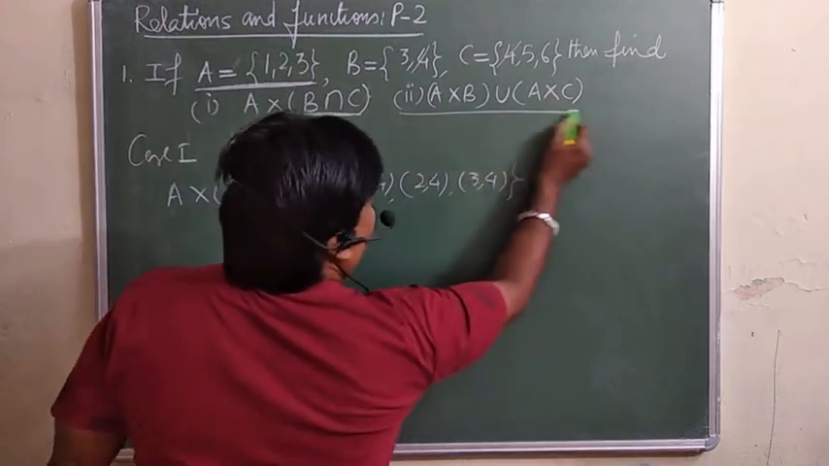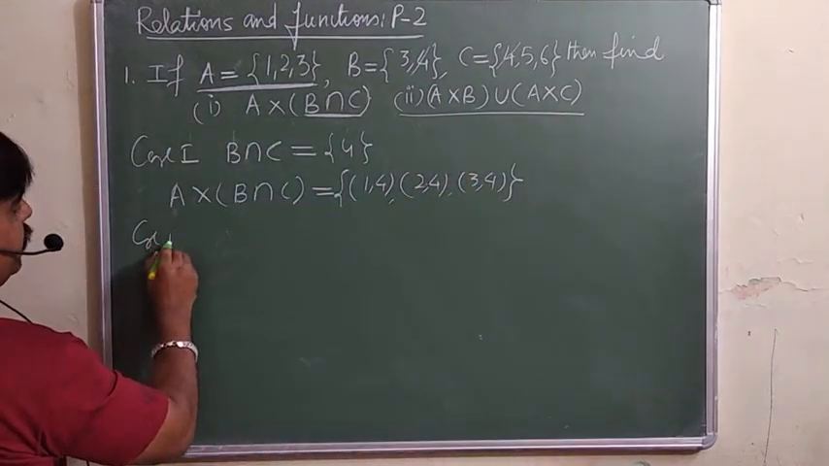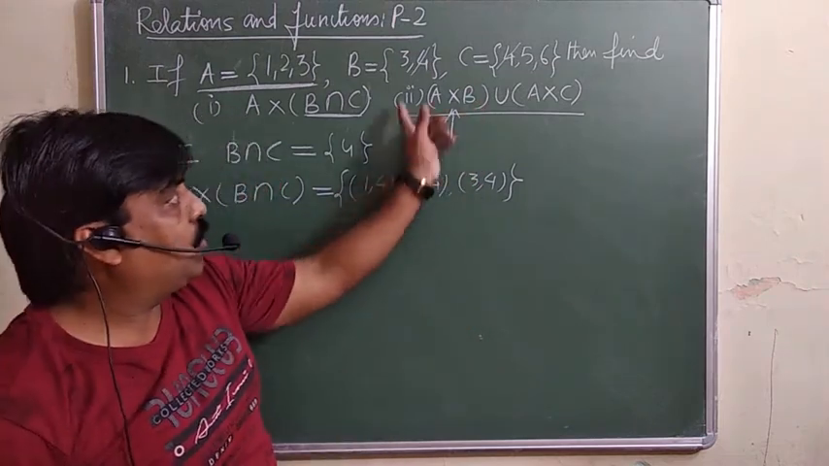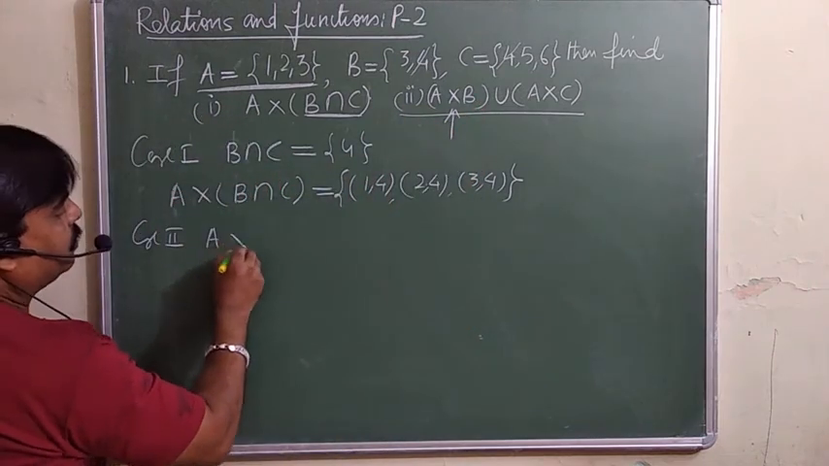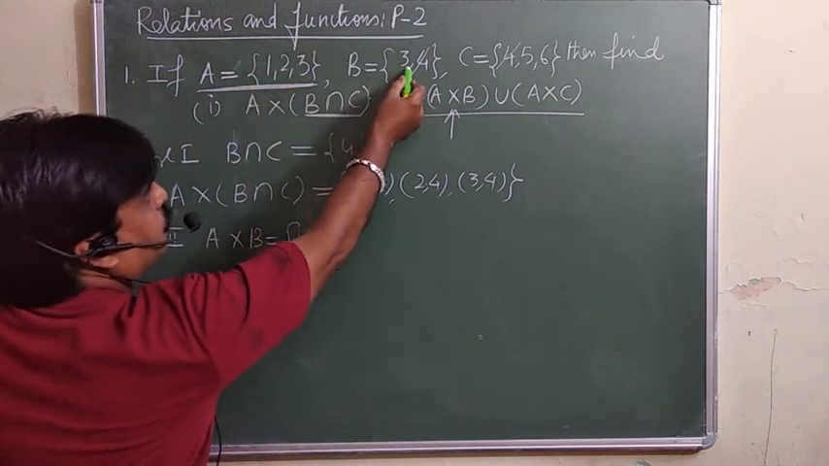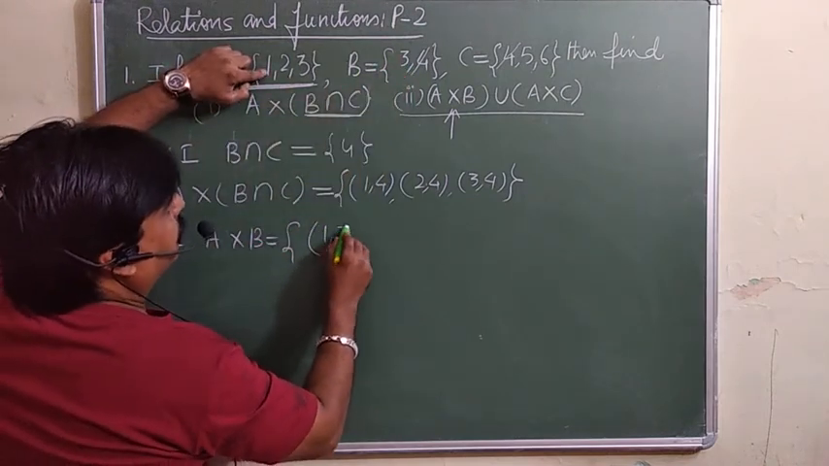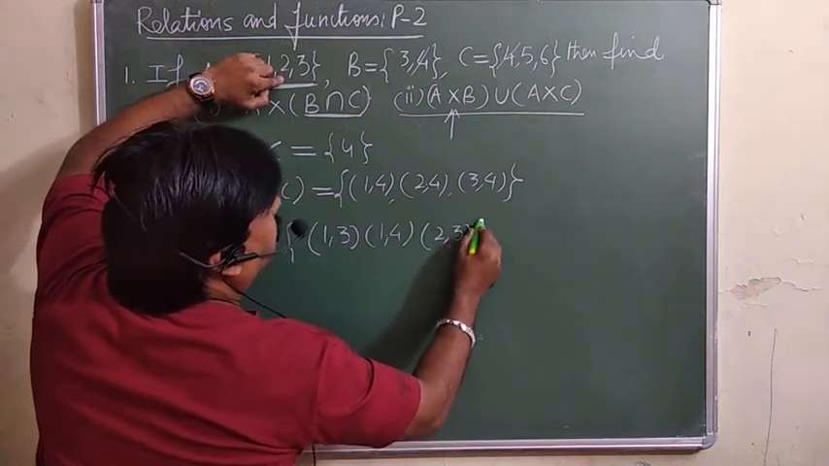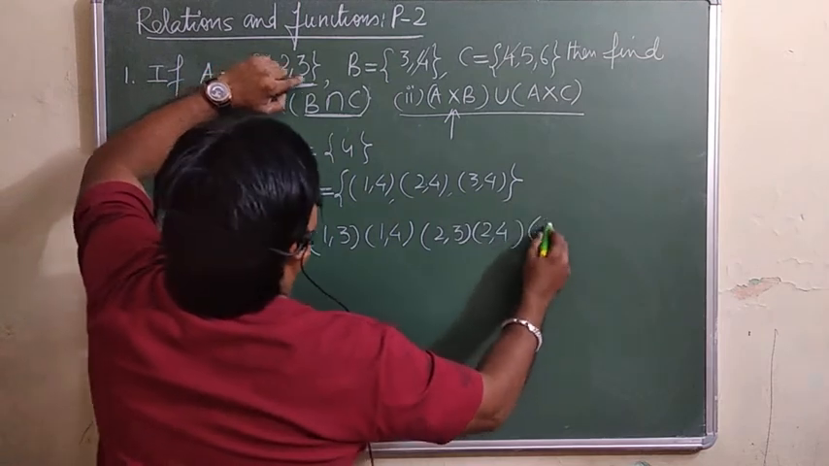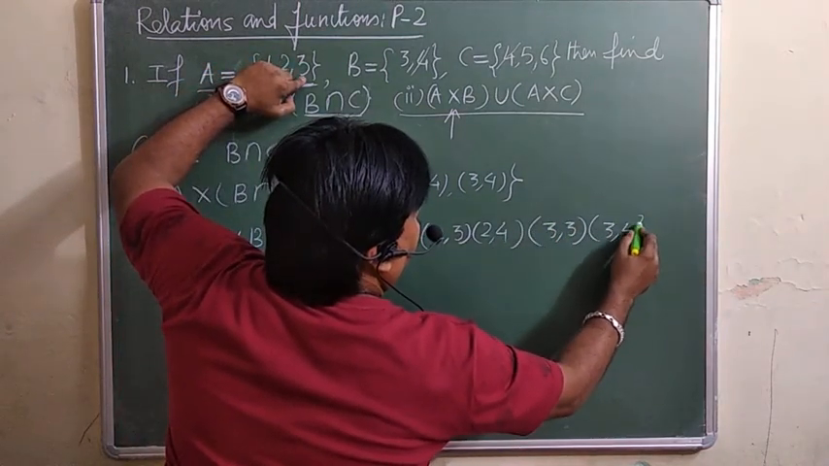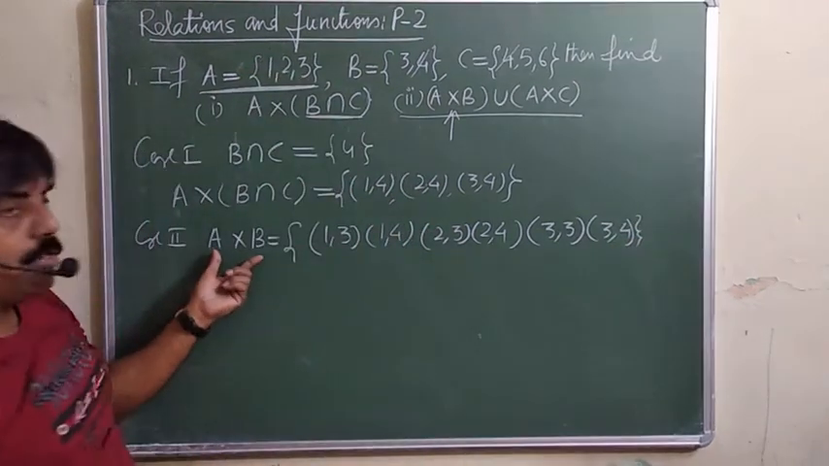Now the second part, case second. First of all, you are supposed to take A cross B. So just write down A cross B, meaning the first element from A, the second from B. So what will come? 1 3, 1 4, similarly 2 3, 2 4, 3 3 and 3 4. This is your A cross B.